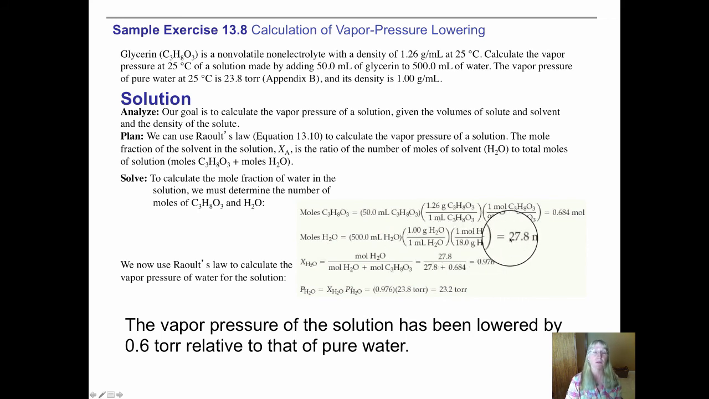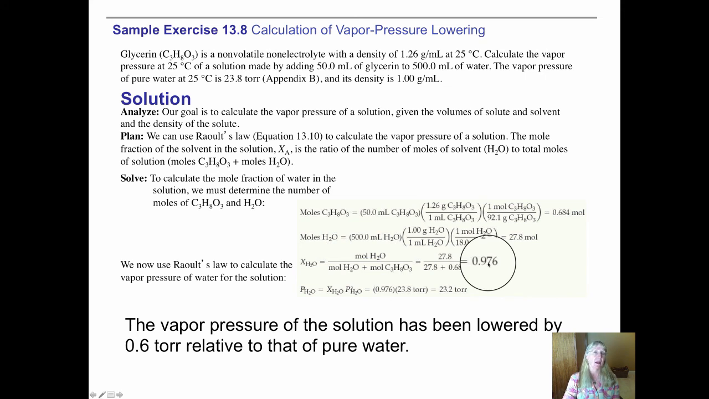So remember, the mole fraction that we're talking about is the moles of the water, not of the glycerin. So what we want to know is the vapor pressure of the water. So it will be moles of water divided by the total moles of water plus the moles of glycerin, and that value is 0.976. Remember, mole fractions are always decimal fractions.